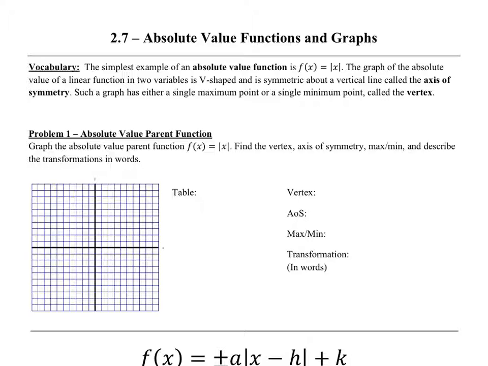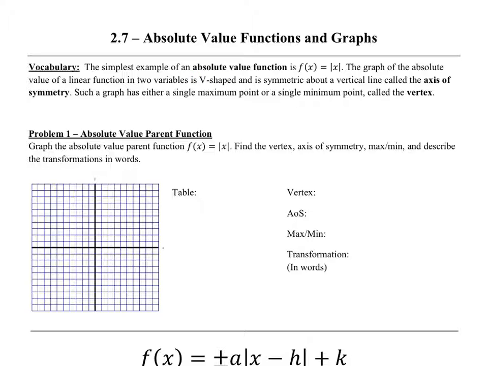2.7 Absolute value functions and graphs. So we have to know what absolute value means. Absolute value is this right here. This is the function. That means that no matter what x is, it's always going to be positive, because it's the distance away from 0. Now when we draw this graph, it's going to become a V shape.